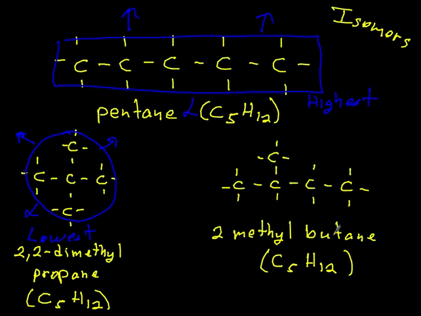And so the 2-methyl butane is going to be in the middle. It's going to have the middle boiling point, if you will. It doesn't have as much surface area as the pentane, but it's got more surface area than the 2,2-dimethyl propane. And so your simple rule there is more branching equals lower boiling point. More branching equals lower boiling point and melting point, any of those.